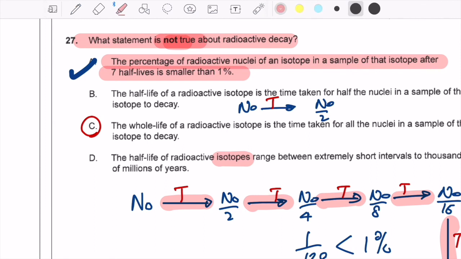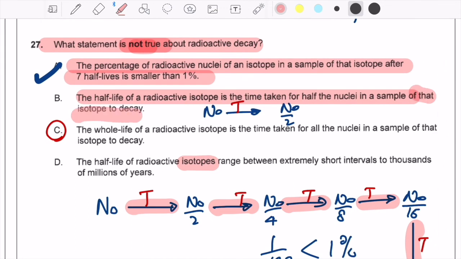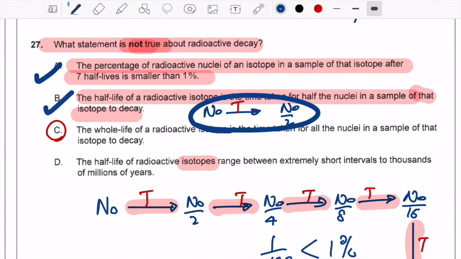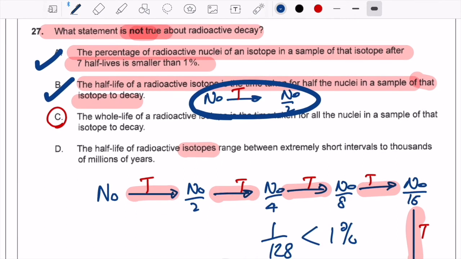The half-life of a radioactive isotope is the time taken for half the nuclei in a sample of that isotope to decay. Of course, we know N naught becomes half, that is called half-life. So these are not the answers we are looking for.